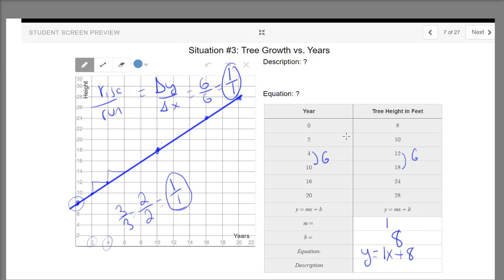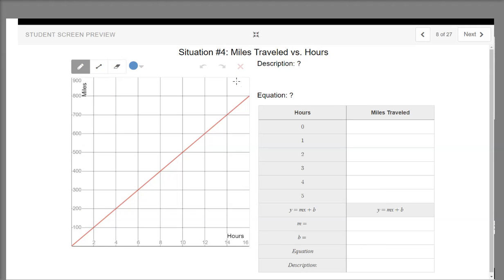Okay, so slide number 8. You're given this line, and it's hours and miles. So miles traveled, it looks like. Reading this line, it looks like in 0 hours you traveled no miles. So that's this point right here. So we traveled 0 miles.